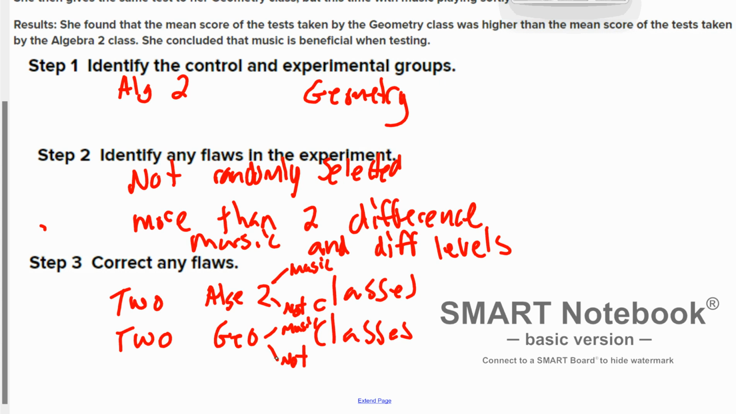But how you control that within that as well is you could do maybe grade point average or something like that. So you split them up by grade point average. People that have similar GPAs, you can put one with music and one with no music. And then in geometry, same thing, similar GPAs, one with music, one with no music, and you kind of eliminate your variables, right? Because the only thing that you really want different is just the music, right? So that's how you identify the control and the experimental groups, identify any flaws, and then try to correct those flaws by limiting the differences, the variables.